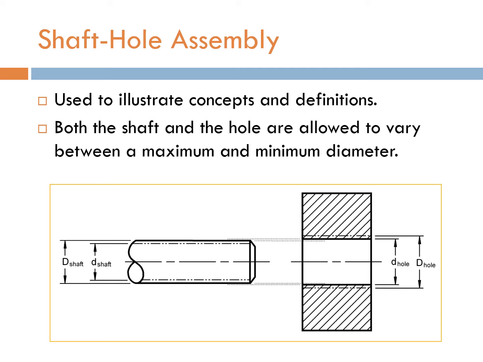So how do we see this, and how do we manufacture parts? It's critical. If the shaft is too big, then you might not be able to fit it into a hole. And if the hole is too tight, then the shaft will not be able to fit into the hole.